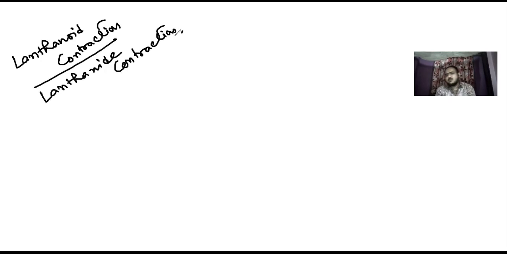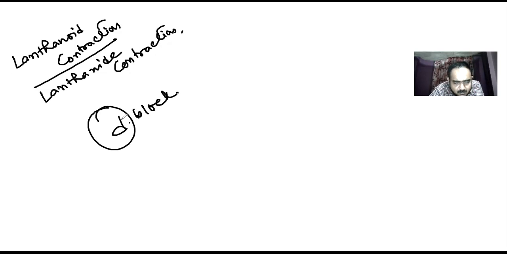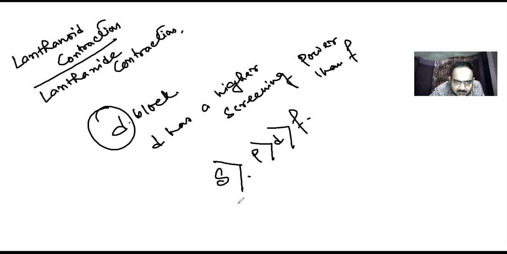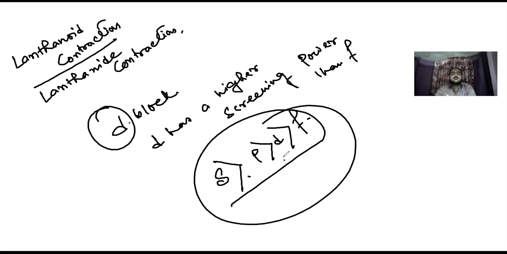You can see actually what happens in the transition series. They are D block elements. So D block elements means the last electron enters the D orbital. D has a higher screening power than F. The actual order is S has the most screening power, then P, then D, then F. So F is the most poor screener.